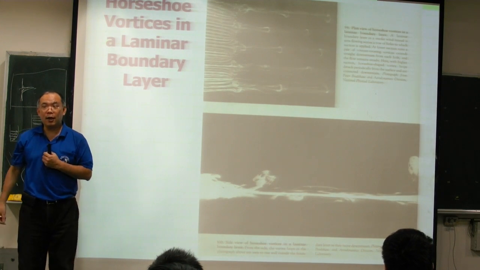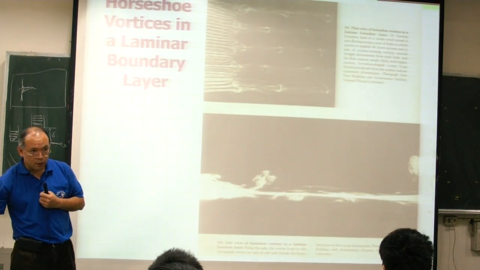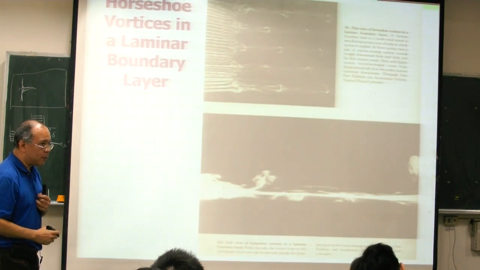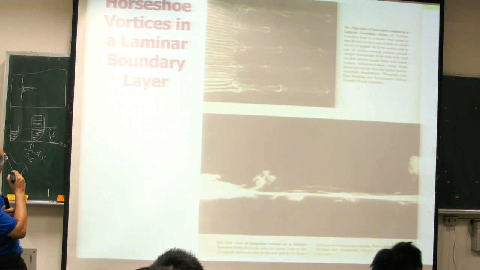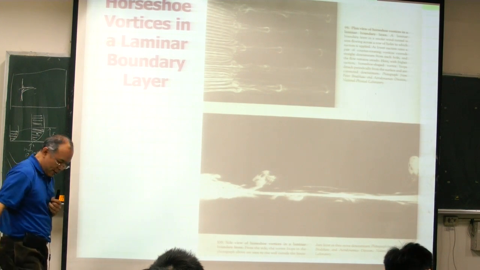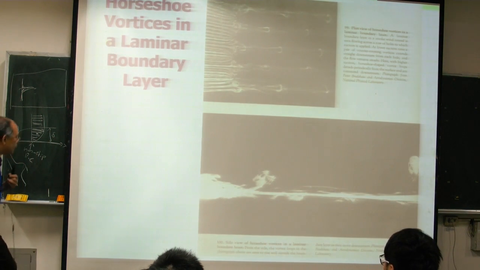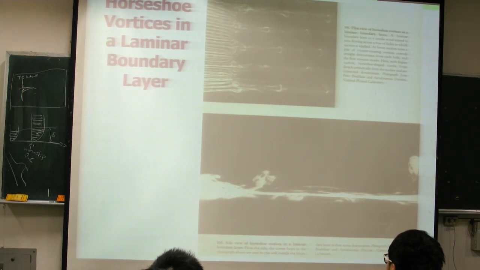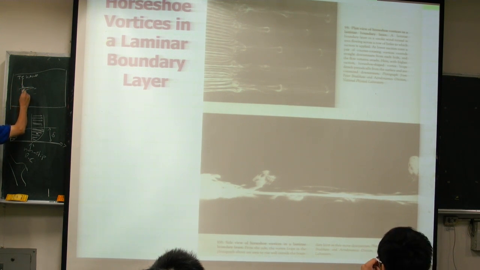We call this kind of thing so-called turbulence. Sometimes when they study turbulence, it will start from the Tollmien-Schlichting wave, TS wave. Once you start from a TS wave, you then have the horseshoe vortex. This is called the horseshoe vortex.